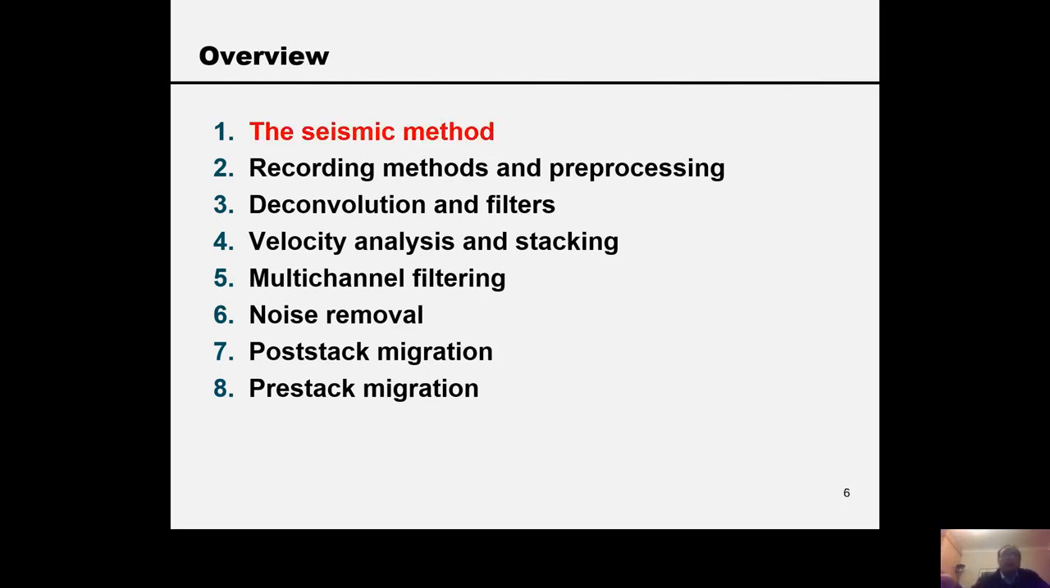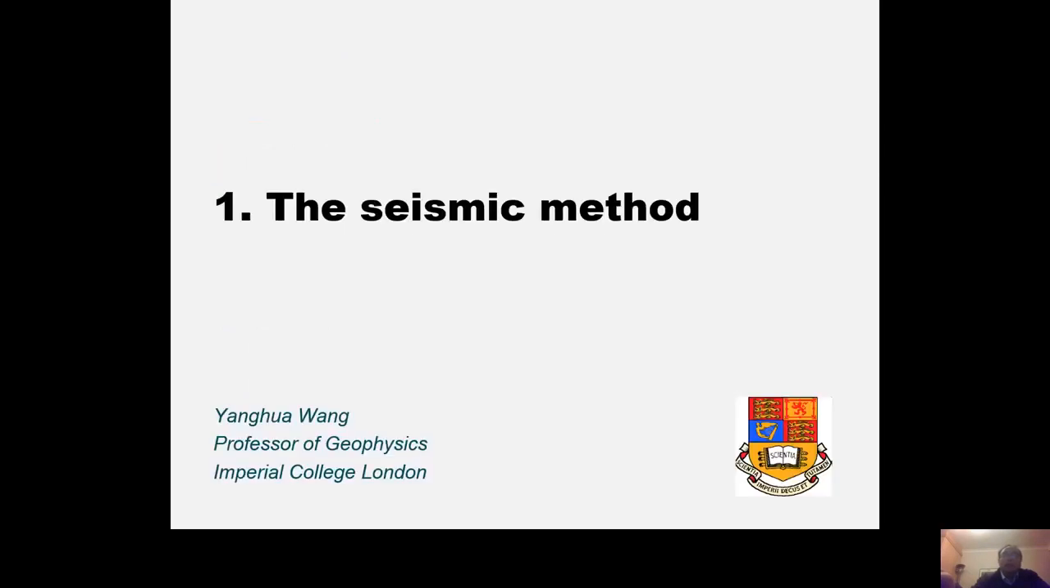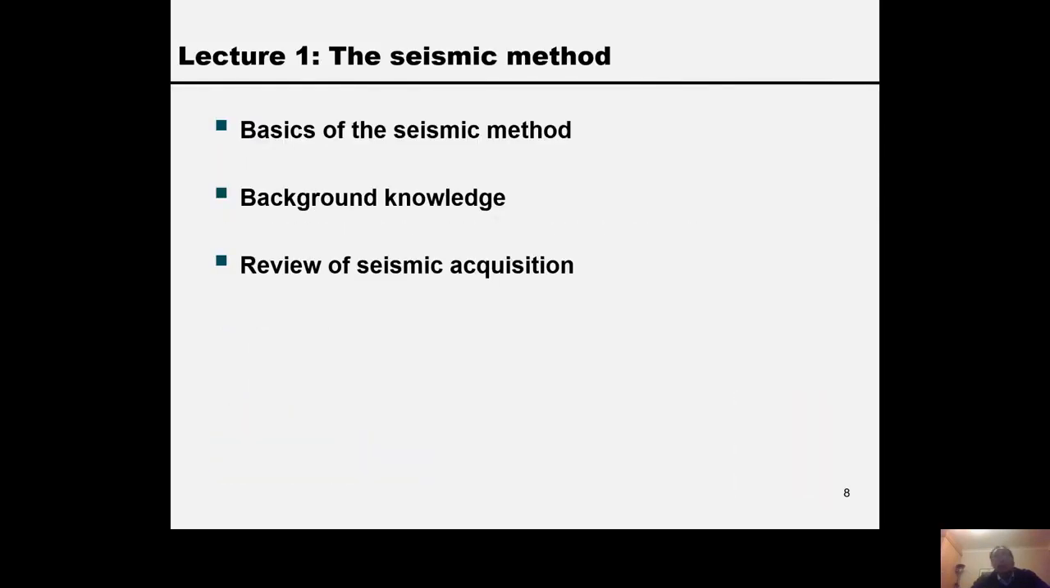Day 1, the Seismic method, just the introduction. In this first lecture, I will introduce 3 parts. First, the basics of Seismic method. Second, as I said, we need to review some background knowledge. And the third one, I will illustrate how to do the seismic acquisition, including the acquisition geometry, acquisition equipment, and how to do the quality control.